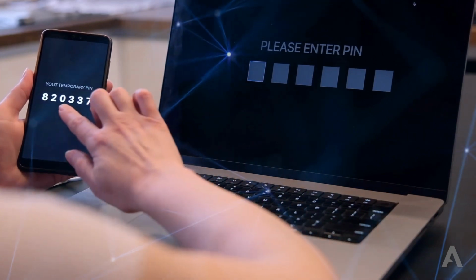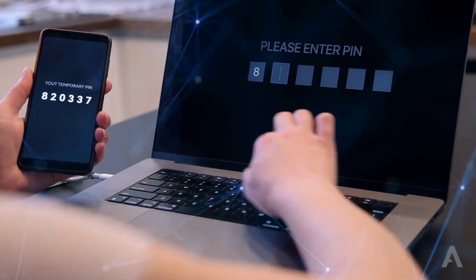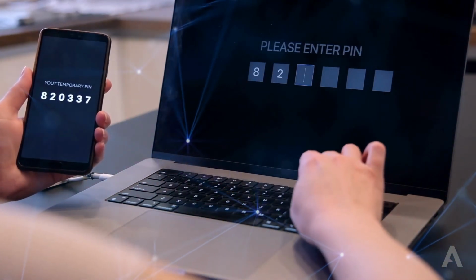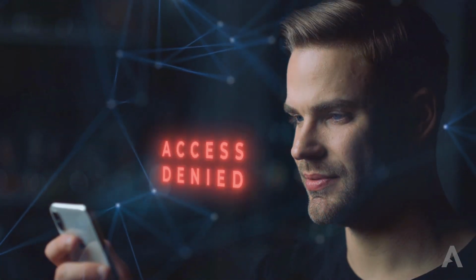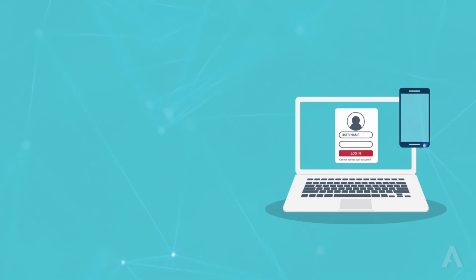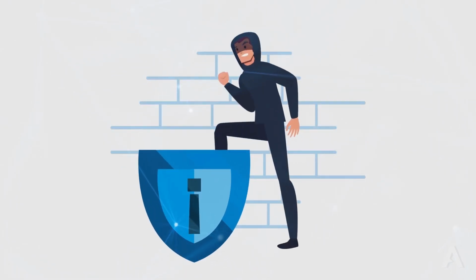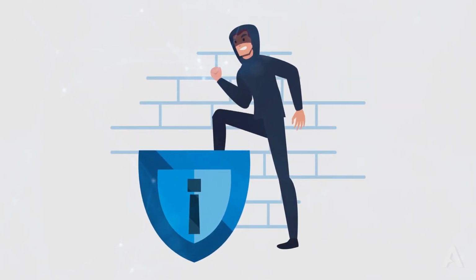This second factor could be a one-time code sent to their mobile phone via SMS or generated by an authentication app. This is the possession factor. Alternatively, they might be asked to provide a fingerprint scan or facial recognition, representing the inherence factor. Only after successfully providing both factors will they gain access to their email account. This multi-layered approach makes it exponentially harder for attackers to succeed.